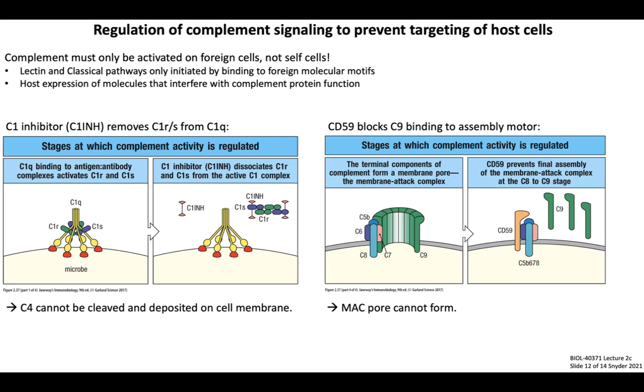Another good example is the host cell expression of a plasma membrane protein called CD59, and this functions by binding to the membrane attack complex at the stage of C5b678 formation. So CD59 binding to this complex blocks the recruitment of C9, and therefore MAC pore formation is prevented. There are several other negative regulators of complement that can prevent accidental targeting of host cells, but I wanted to introduce these two briefly today so that you can appreciate the backup mechanisms that we have in place to ensure that this powerful method of innate immunity is really only deployed against pathogens.